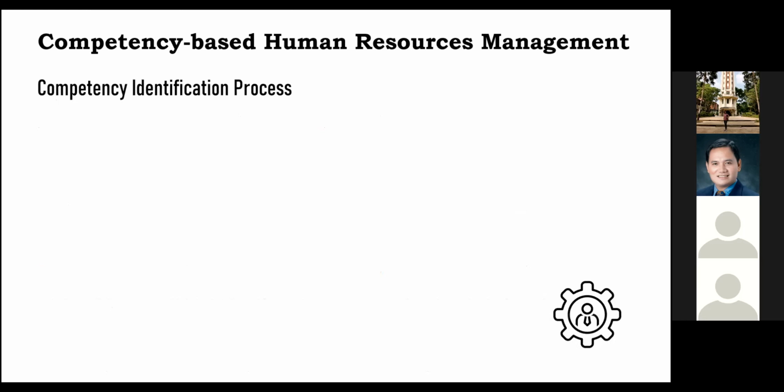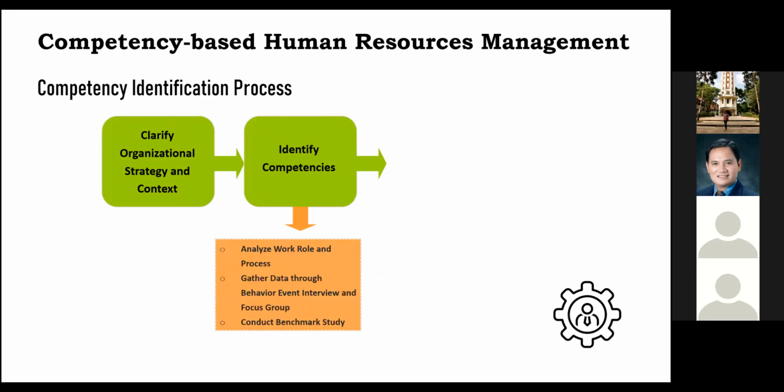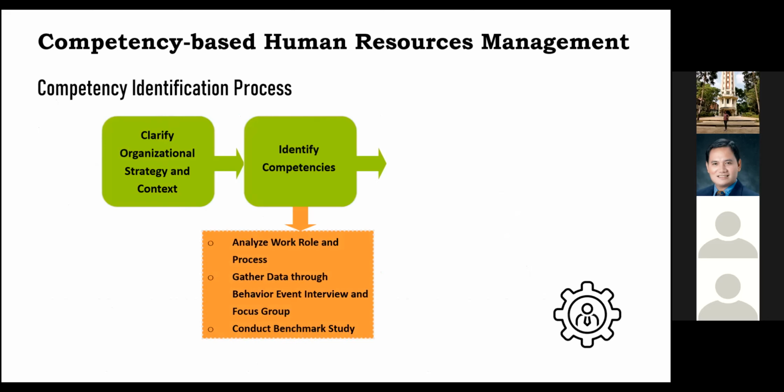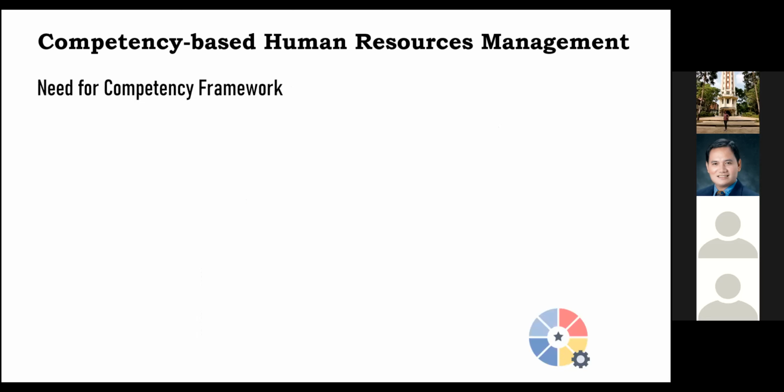Okay, the competency identification process. We start with clarifying the organizational strategy and context. We move to identifying the competencies. This is involved with analyzing the work roles and process. We gather data through behavior event, interview, and focus group discussions. And then we conduct a benchmark study. After that, we generate the competency models. Then we validate, refine, and implement. And the process is repeated as needed.